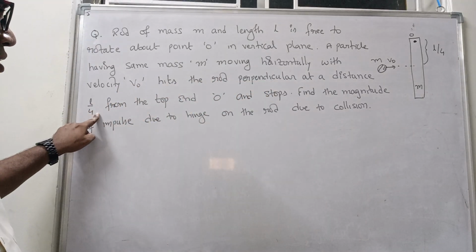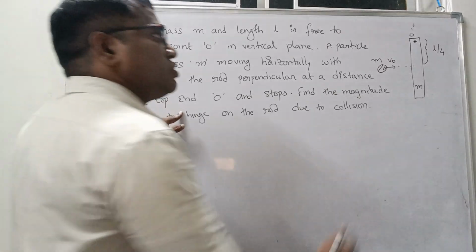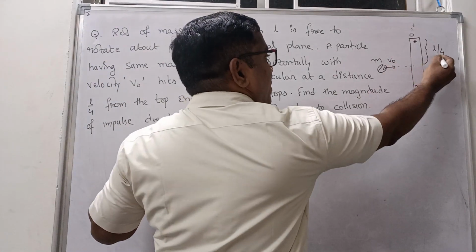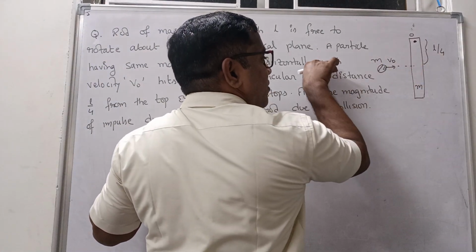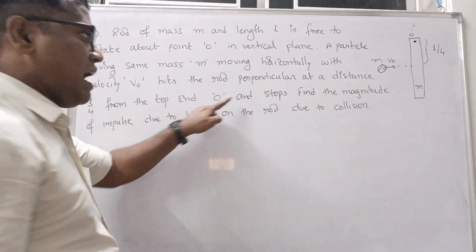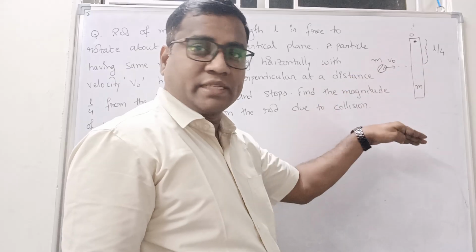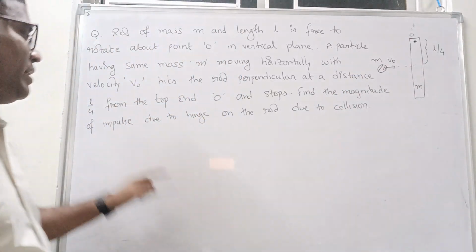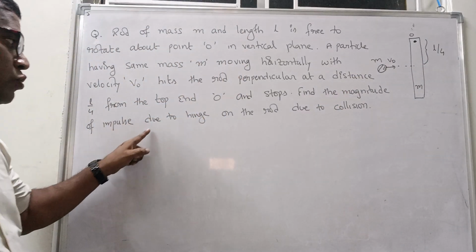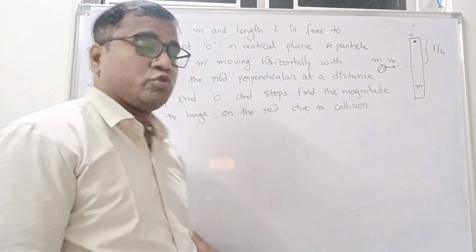L by 4 from the top end. So from the top end, at a distance of L by 4, a particle of mass m hits perpendicularly and stops. After hitting, the particle comes to rest. Find the magnitude of impulse due to hinge on the rod due to collision.